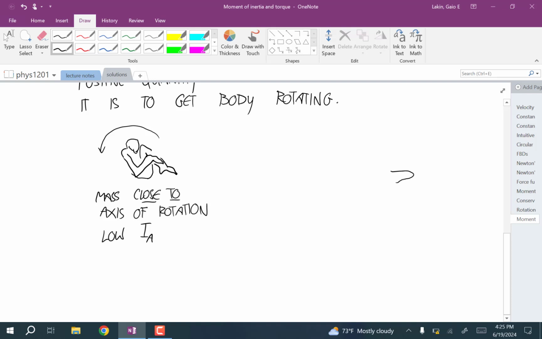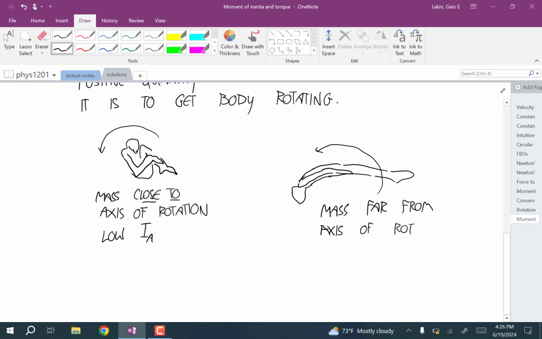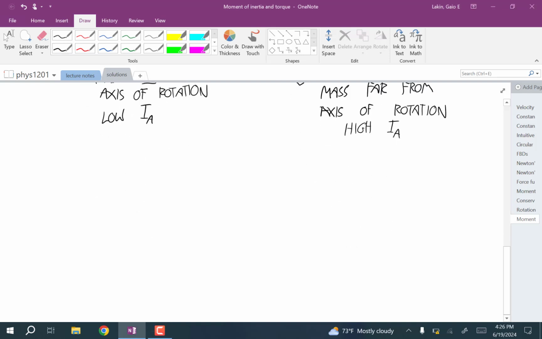The other possibility is the person does these double flips with their body stretched out like this. Here we have the mass distributed far from the axis. And the effect is a high mass moment of inertia. We're only going to calculate mass moment of inertia for two simple shapes.